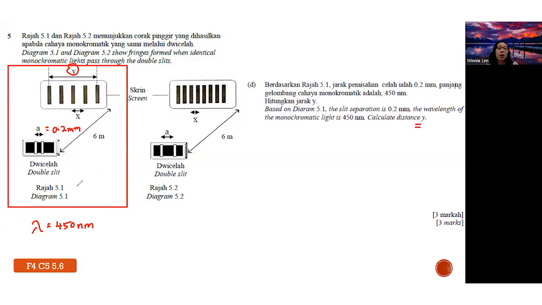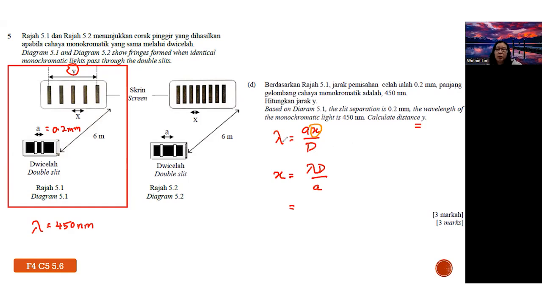The formula under this topic, you need to know this: lambda equals AX over D. This is the equation that relates wavelength, slit separation, distance between the fringes and the screen distance together. And of course, in this context, I cannot directly get Y first. I need to get X first, then only I can calculate Y. So I rearrange the formula. I will have X equals lambda D over A.